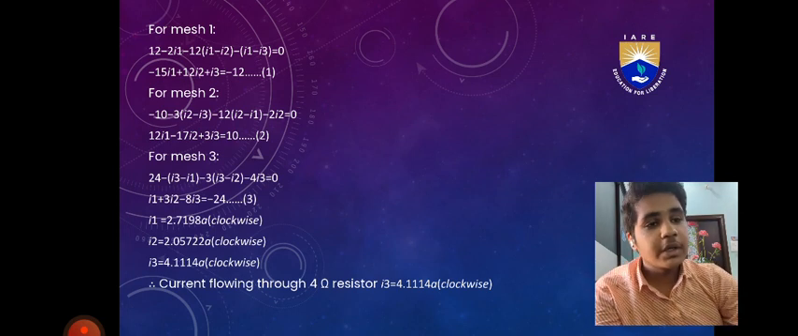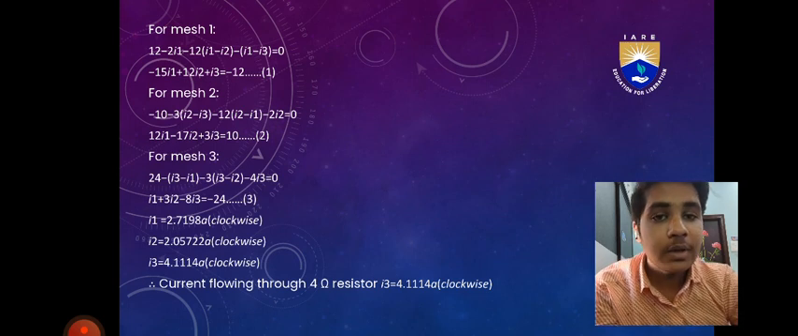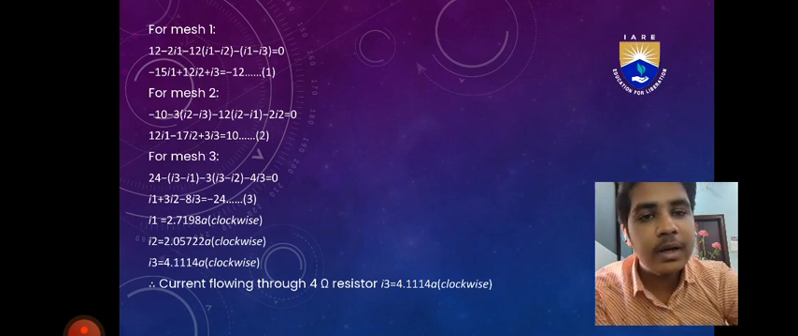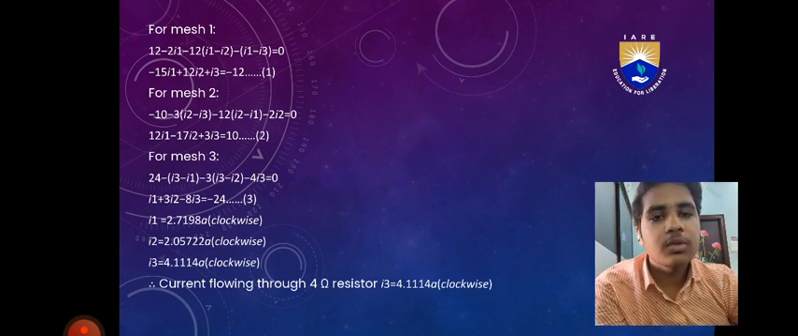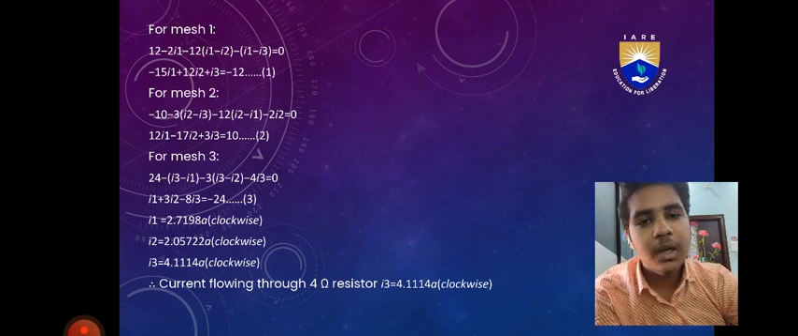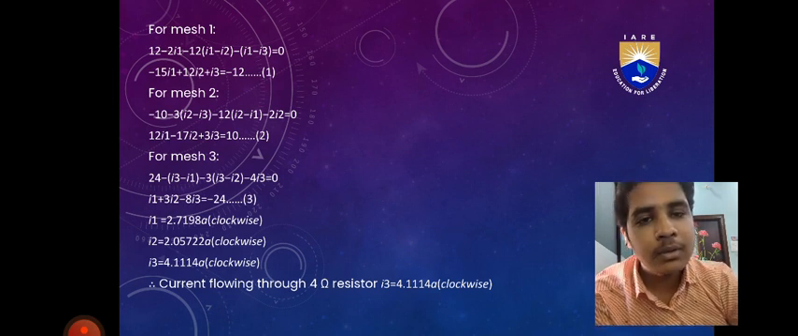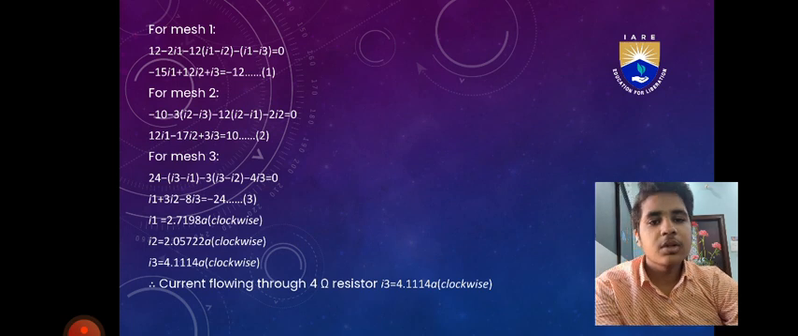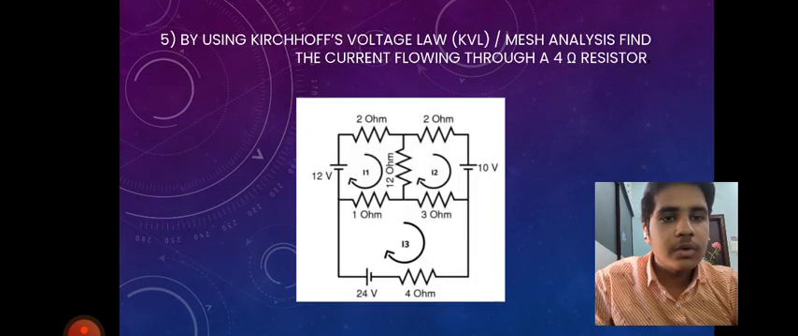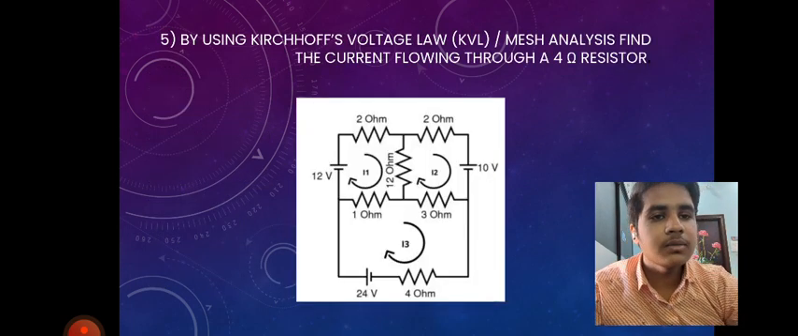So by solving equations 1, 2 and 3, we get I1 is equal to 2.7198 amps, I2 is equal to 2.0572 amps, I3 is equal to 4.1114 amps. So therefore the current flowing through 4 ohm resistor is 4.1114 amps.